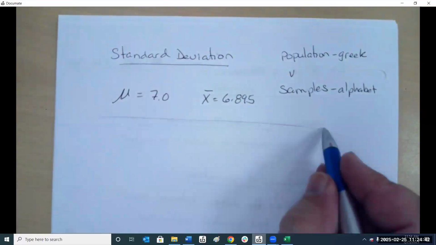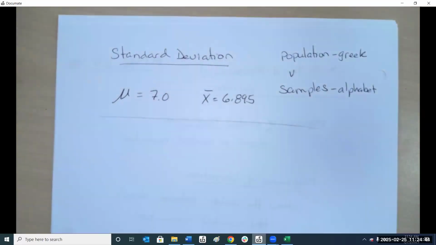So now, what do you think a standard deviation is? What do you think it does? What does deviation mean? We haven't talked about it yet, so you can't find it. Have you ever heard the word deviation before? What does it mean? If something deviates, what is it doing?